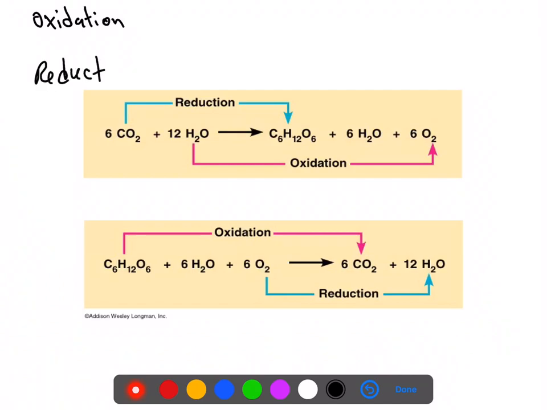oxidation and reduction. So you've heard of oxidation, I'm sure. You heard of iron oxidizing. Metals oxidize all the time. What does that mean? Oxidation is the loss of electrons.